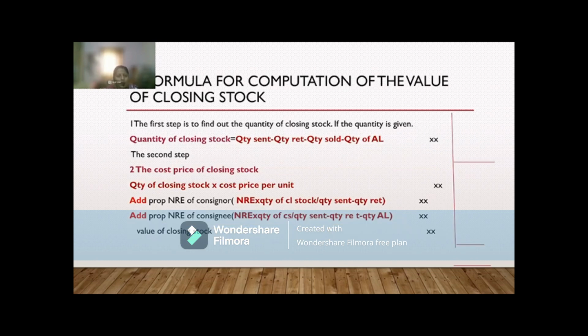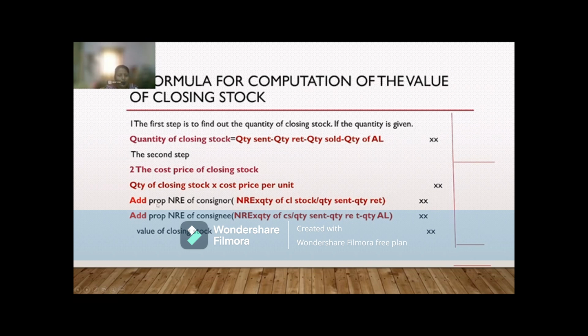Now let us see the important formula for the computation of the value of closing stock. The first step is to calculate the quantity of the closing stock. The quantity of closing stock is calculated by the quantity sent minus quantity returned, quantity sold, or the quantity of abnormal loss. From the quantity sent, we will deduct these three. Then the second very easy step is the calculation of the cost price: the quantity of closing stock, whatever we calculated here, into the cost price per unit. We'll get the cost price of closing stock.